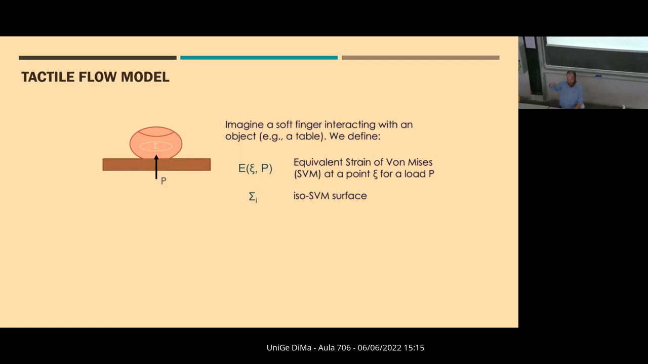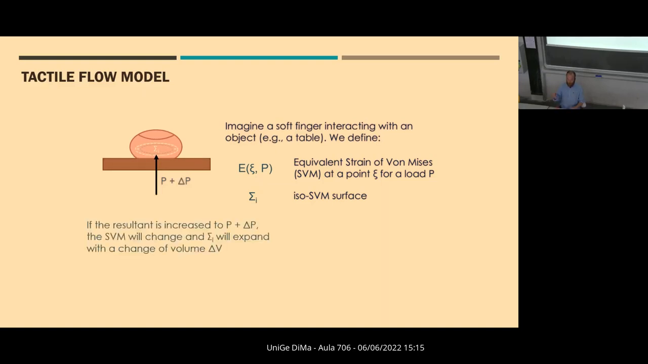So if you imagine pushing your finger pad against an object, you experience a reaction force P. You can imagine that inside your finger pad there are some isostrain surfaces. And when you continue pushing the finger and the resultant force increases from P to P plus delta P, you can imagine that your isostrain surface expands, like in vision when you consider the isobrightness contours expansion when you want to compute the time to contact paradigm.